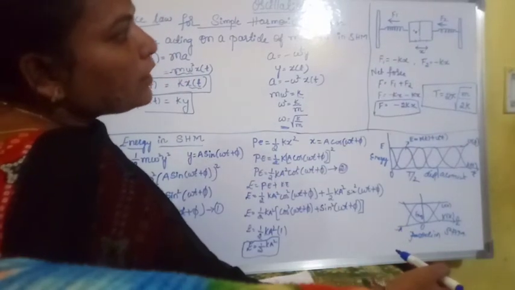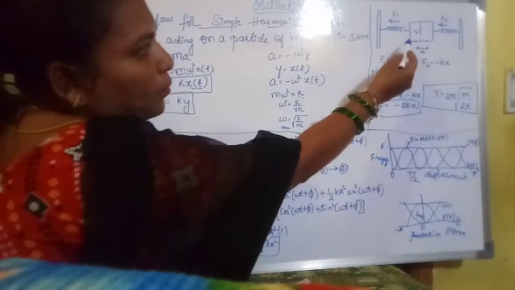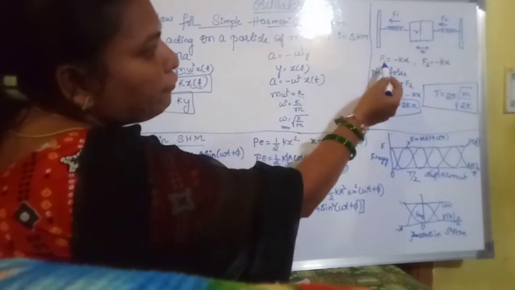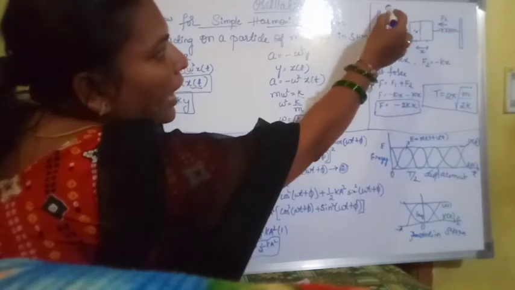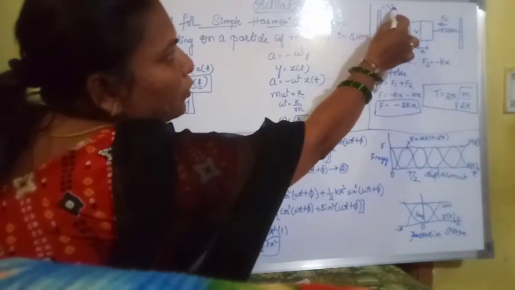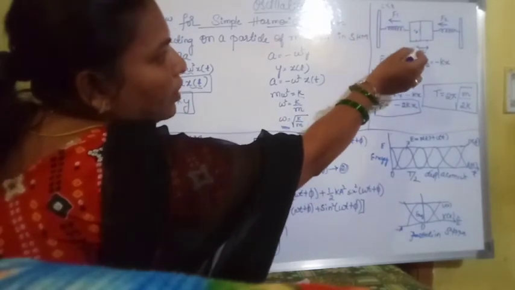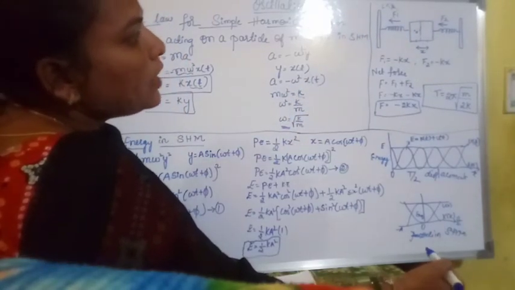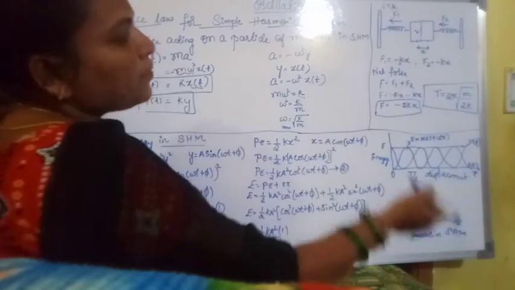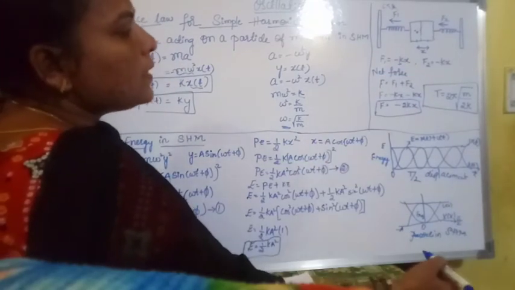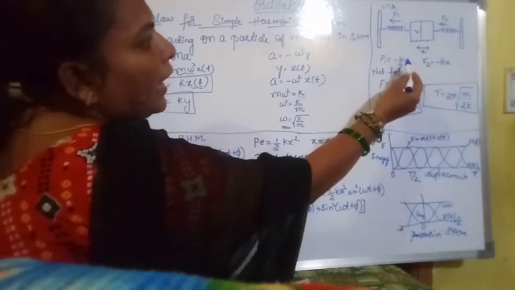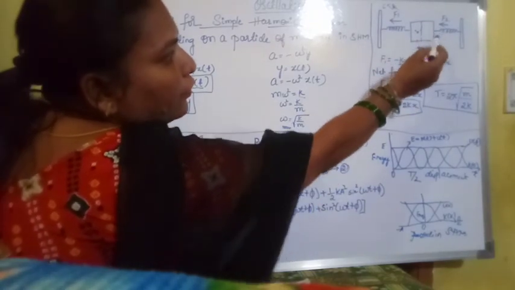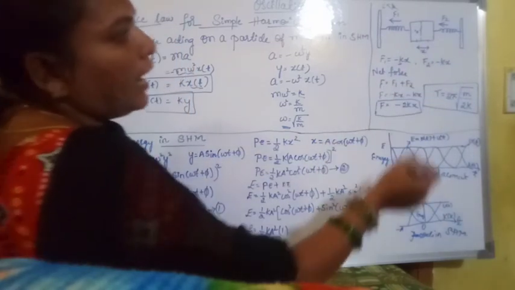Let me take the individual forces acting on this object. Let me consider F1. F is directly proportional to the displacement x, and the proportionality constant we take as k. According to that, we can write F1 is equal to minus kx. Similarly, F2 is equal to minus kx.